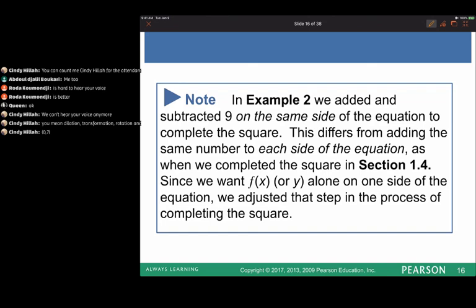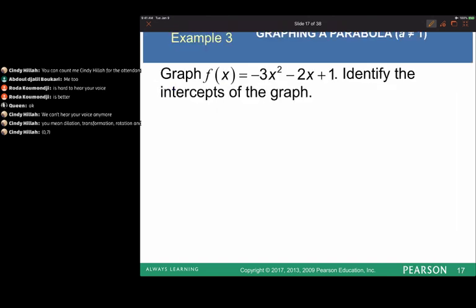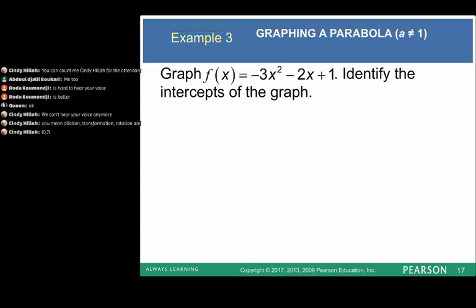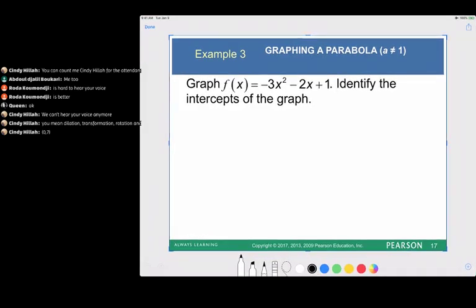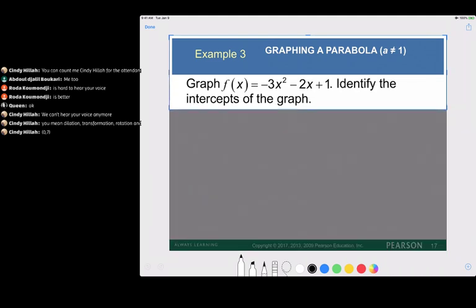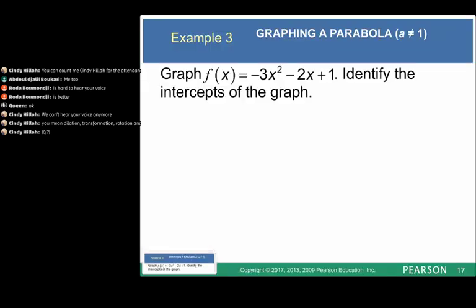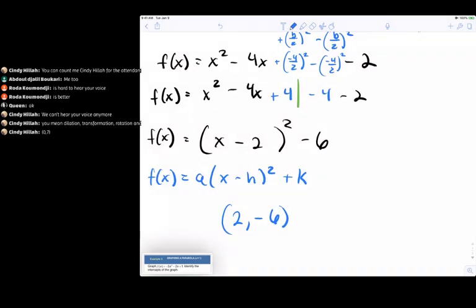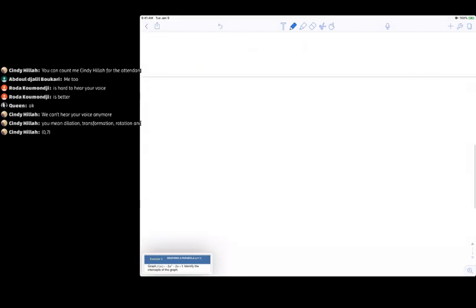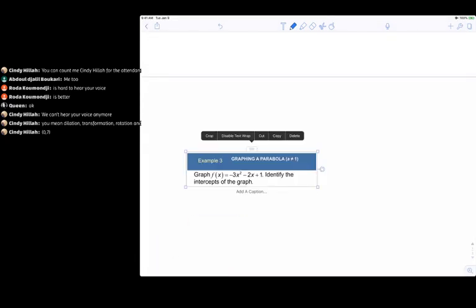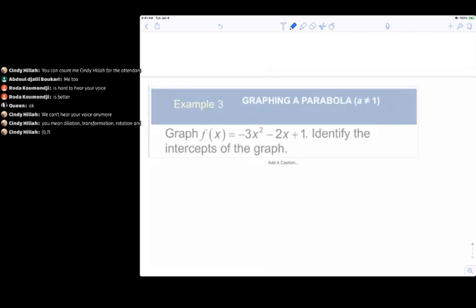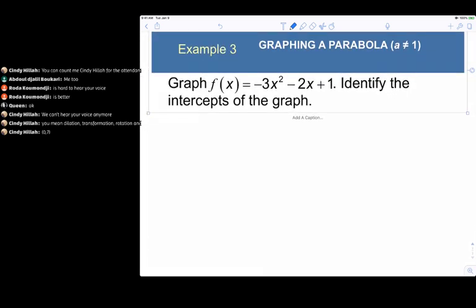Let's let that be. Identify the intercepts. Okay, let's do a quick demo on finding intercepts. I think I want to take this over to Notability. I just like the feel of Notability a lot better. All right, we're going to take that and drop it there. Boom, just like that.